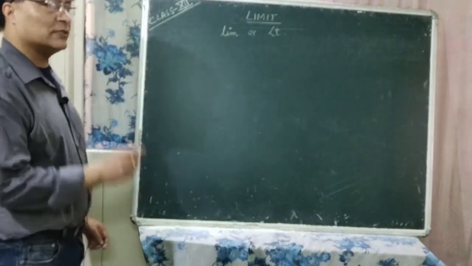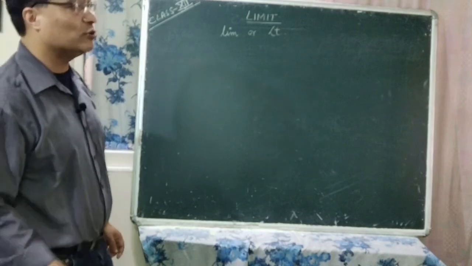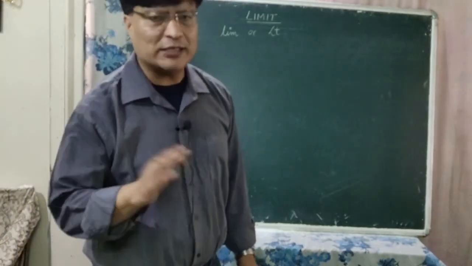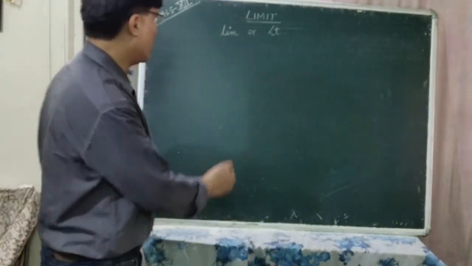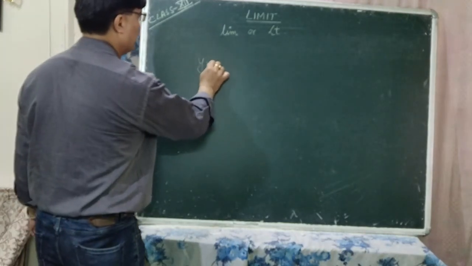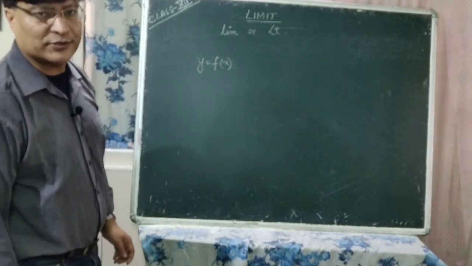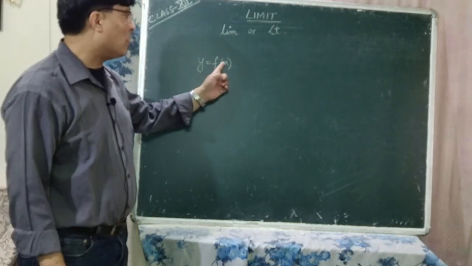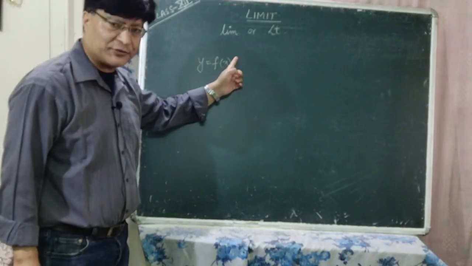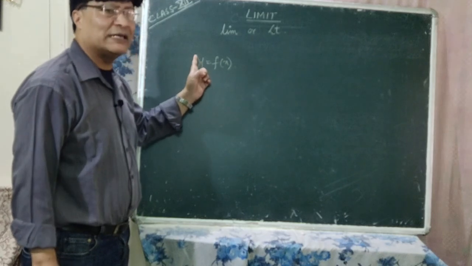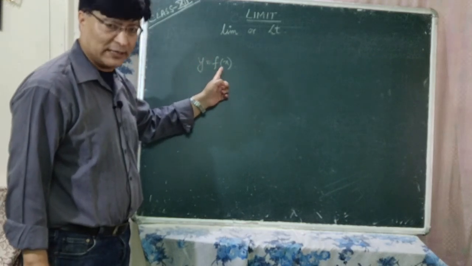Let us write down a function here. You know the meaning of function, isn't it? So y is equal to f of x. Depending upon the real values of x, you can get a definite and unique value of y.